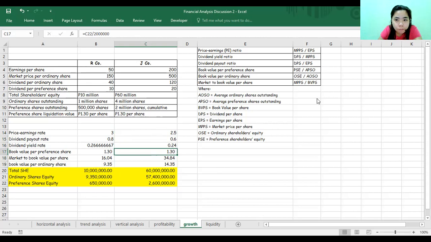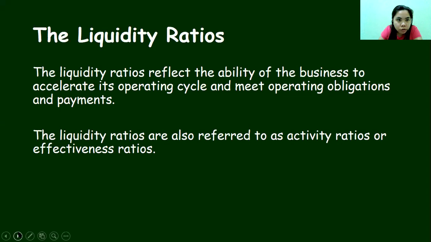So let's go back to here. Okay, so we're done with the growth ratios, now the liquidity ratios. With the liquidity ratios, we can tell if the company is liquid, if it has a lot of cash. The liquidity ratios reflect the ability of the business to accelerate its operating cycle and meet operating obligations and payments. So when you have enough cash, then you can pay your obligations and payments in the short term. The liquidity ratios are also referred to as activity or effectiveness ratios.